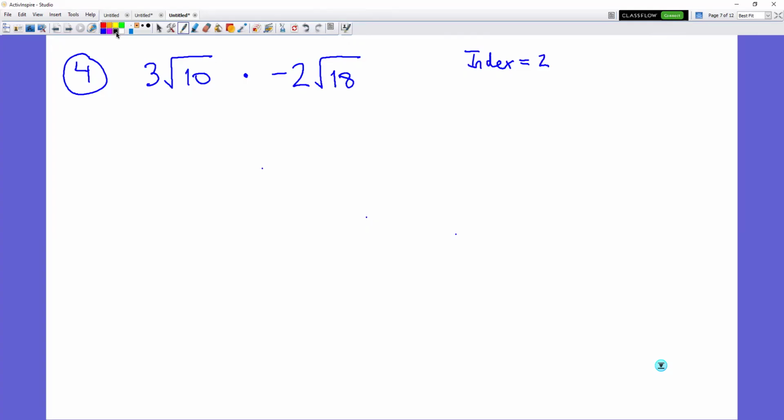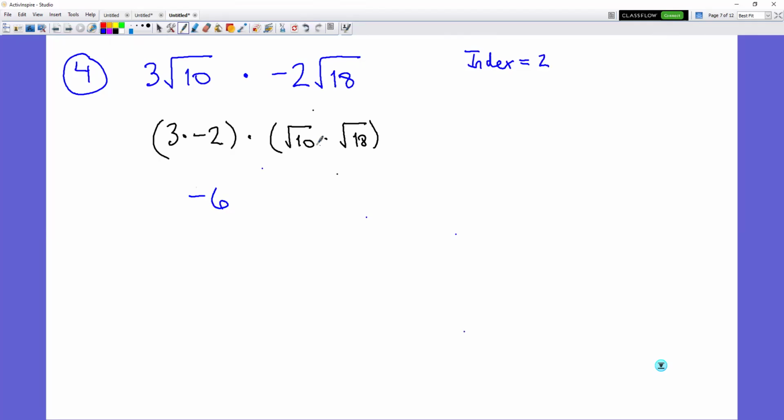So first we have 3 times negative 2. Let me undo that. So it should be 3 times negative 2, if I can get this erased, but maybe it's not going to work for me. Okay, let's try it again. There we go. So 3 times negative 2, so we got that. And then we also multiply the square root of 10 by the square root of 18. So we multiply the outsides together, multiply the insides together. Well, we have 3 times negative 2, so that's going to be negative 6.